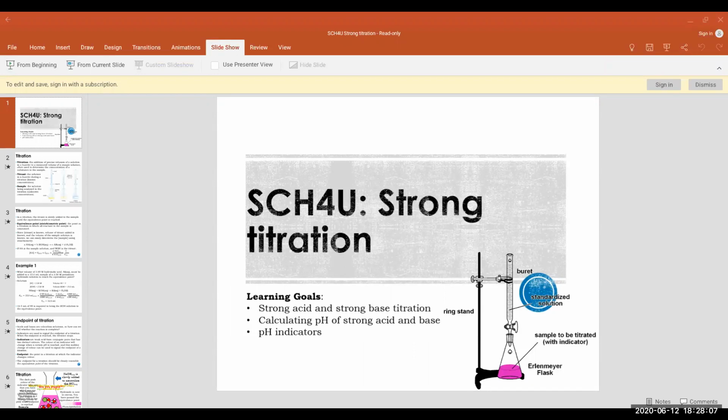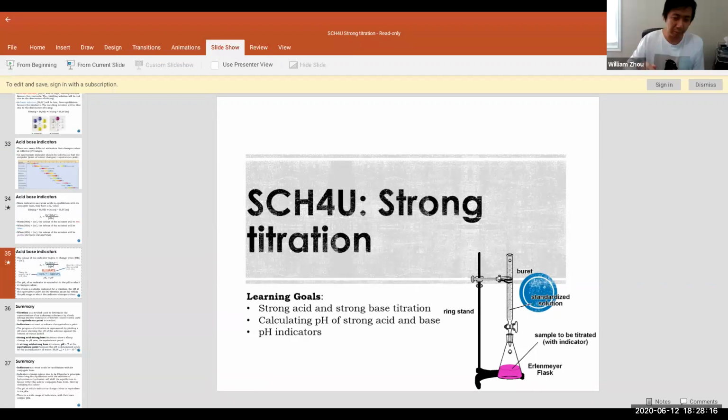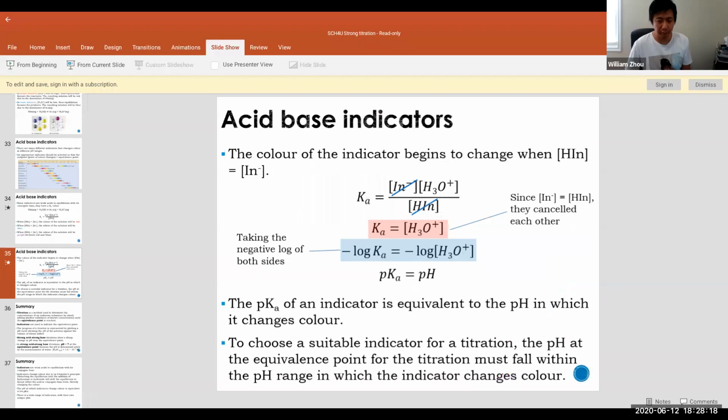I'm confused what pKa is. Okay, pKa is basically an arbitrary value we defined to match the pH at which the color changes. It's another way of saying the pH at which the color changes. You see how that's cumbersome to say? You don't want to say the pH at which the color changes. Just say pKa. You see what I mean? It is derived when the acid is exactly equal to the base in the indicator.